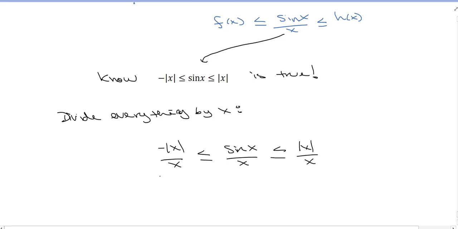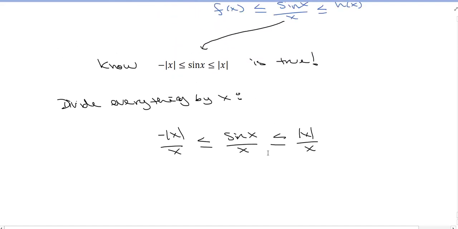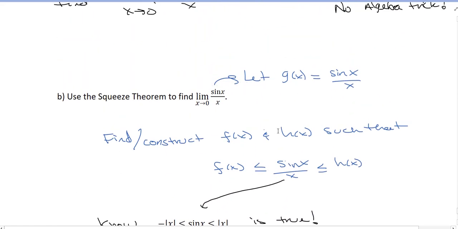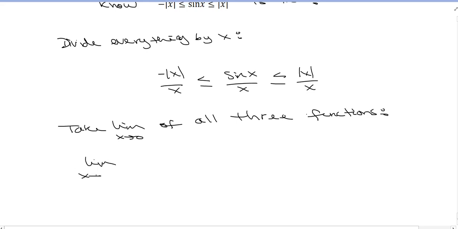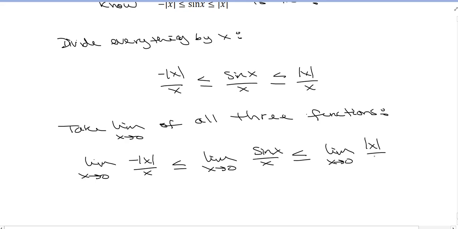So I'm constructing two functions that I can squeeze my sine x over x between. And what helped was knowing that sine x is already between those two. And now I'm going to find the limit, right? My goal is to find the limit as x goes to 0. So I'm going to take the limit of all three functions as x goes to 0. And so what am I going to have? The limit as x goes to 0 of negative absolute value of x over x is less than or equal to the limit as x goes to 0 of sine x over x, less than or equal to the limit as x goes to 0 of the absolute value of x over x.